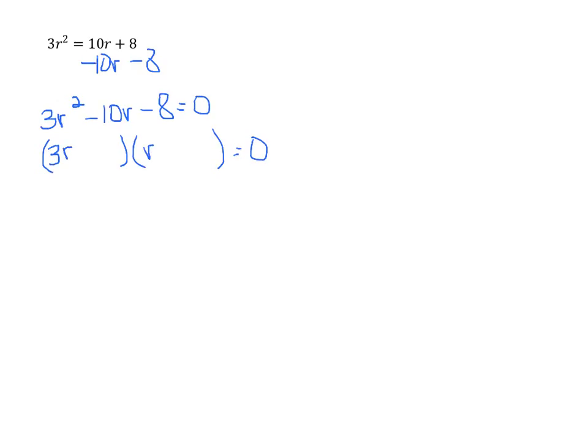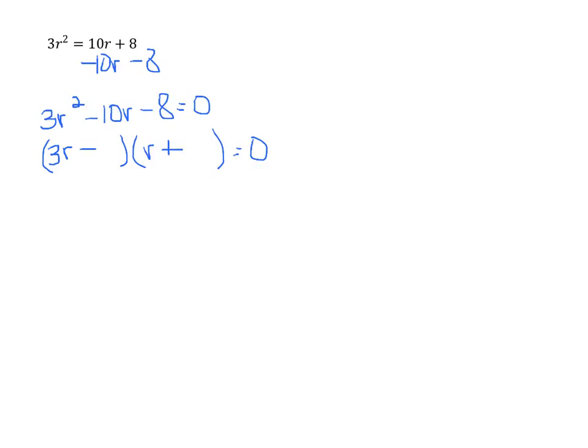(3r) and r. This means I've got a positive and a negative. I don't know where they go, so I just sort of put them where I think they might go and see if I can figure it out from there. And then I start choosing factors of 8. So I might try 4 and 2. If I multiply these, 3r times 2 is 6r minus 4r. That's not negative 10r. So I'll erase.